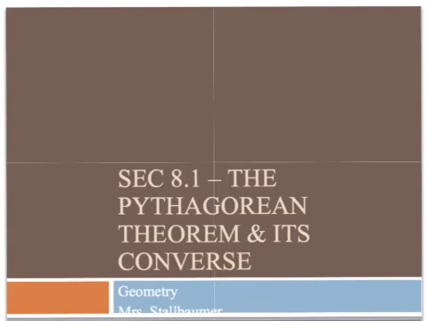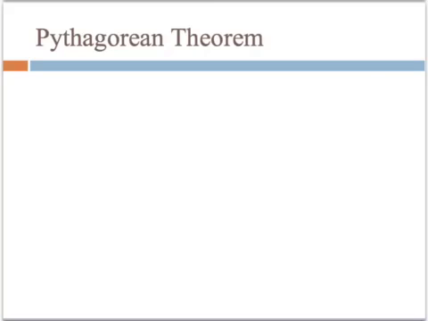This is section 8.1 of geometry. We're going to talk about the Pythagorean theorem and its converse. So let's start with the Pythagorean theorem. And we're going to need a right triangle.